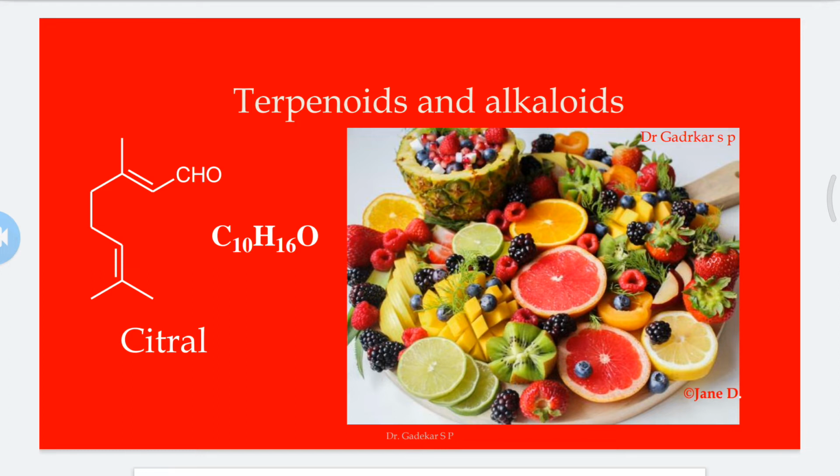Properties: it is a colorless oil and its boiling point is about 228 degrees centigrade. It is optically inactive, meaning achiral, as there is no chiral center. Uses of citral: it is mostly used in the perfume and cosmetic industry, also in beauty soap, etc.